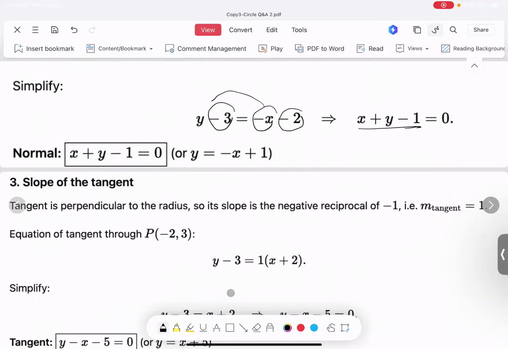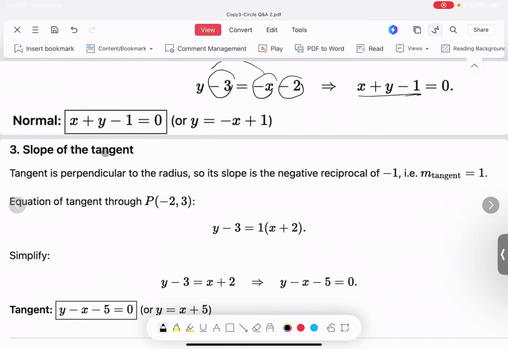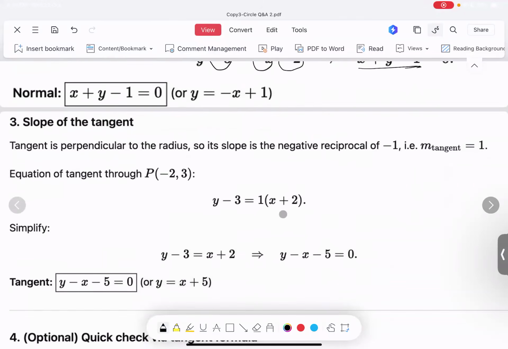Another one is the slope for the tangent. We write again from here. The tangent is perpendicular to the radius, so its slope is the negative reciprocal of negative 1. The equation of the tangent through P (-2, 3): we copy down this thing, multiply into it, and simplify it. We get this one.